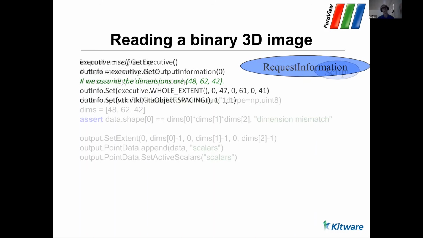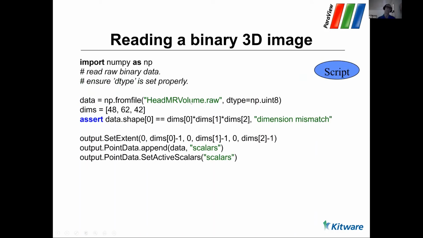And then you read the actual data. So we read the raw data. We know the data type of the data. We use Numpy to read that data. The dimensions are also read from the file or known. And you have to set the extent of the data, and then append the data to the output and set the active scalars to be the array that you just created.